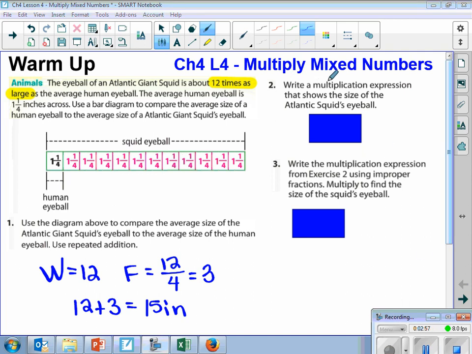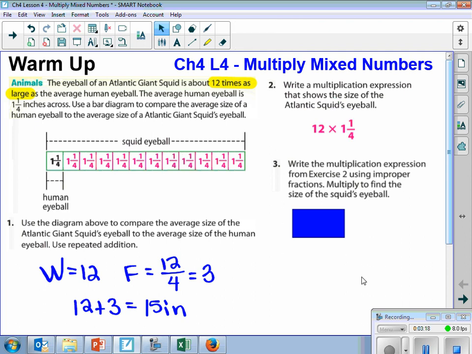Number 2 says write a multiplication expression that shows the size of the Atlantic squid's eyeball. So here, if we were adding 1 1/4 plus 1 1/4 plus 1 1/4 all the way to 12 times, that would be 1 1/4, just like she said, times 12. Very good. So 1 1/4 times 12.